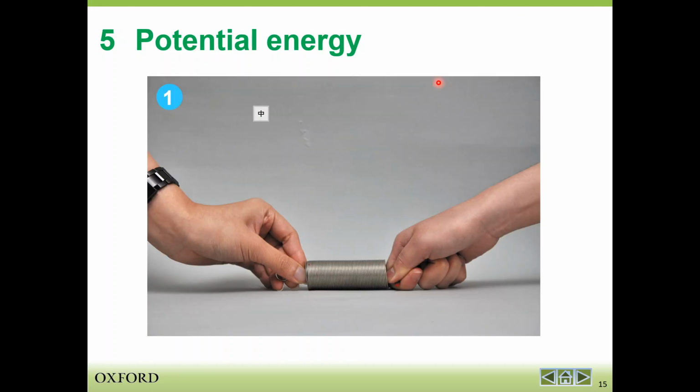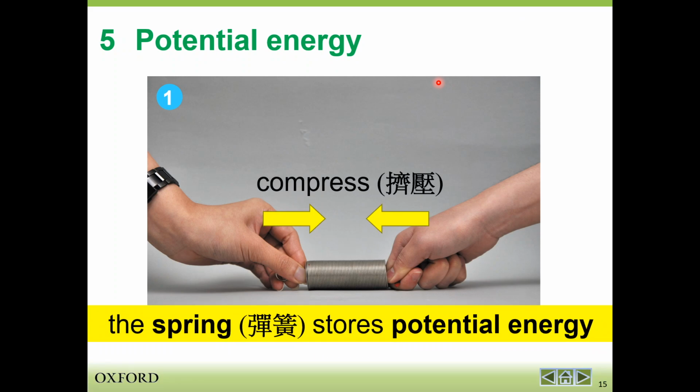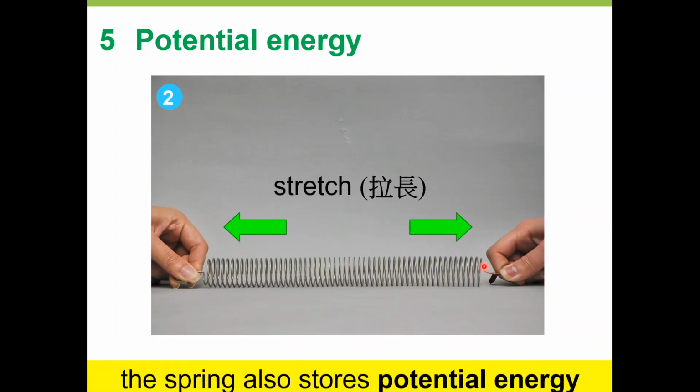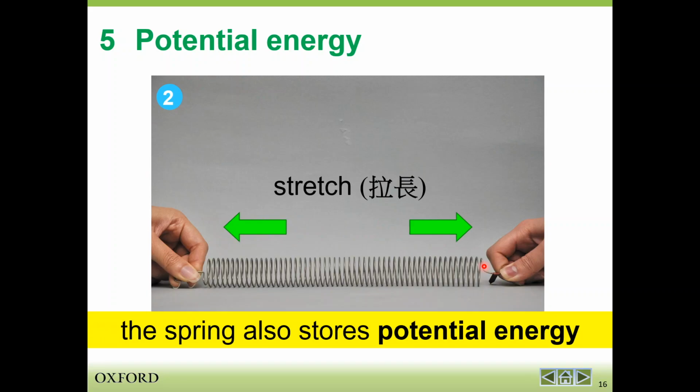There are other forms of potential energy, like this spring here. The spring stores potential energy. When you compress it, the spring stores potential energy. When you stretch it, the spring also stores potential energy.